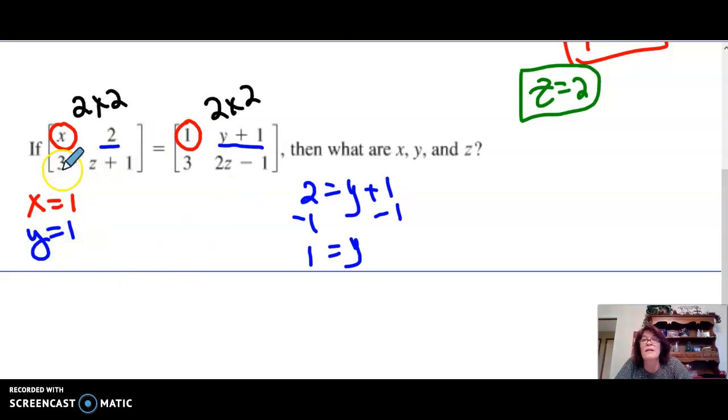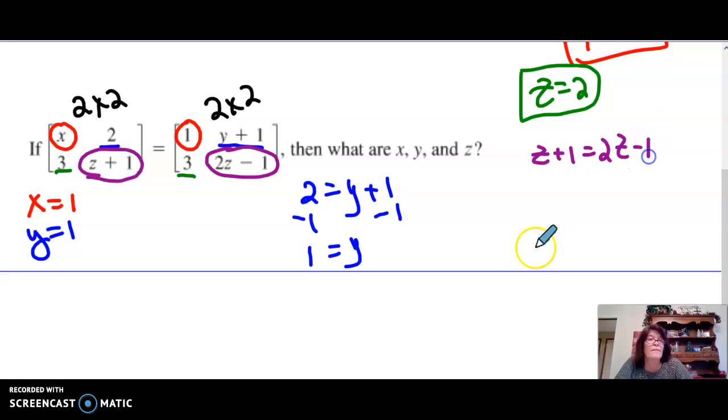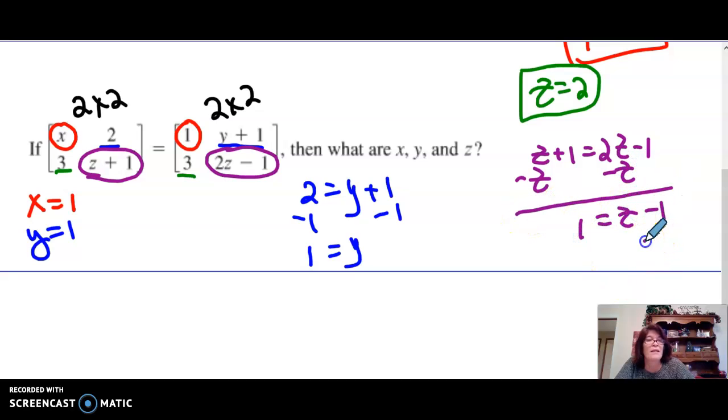Let's go to our next column. Yep, 3 equals 3 every day of the week. So we don't have to do anything with that. But z plus 1 has to equal 2z minus 1. Right? So again, you can't forget anything in college algebra. Did you notice that? It's like everything just comes back. Now we solve, and hopefully you got Z to equal 2.